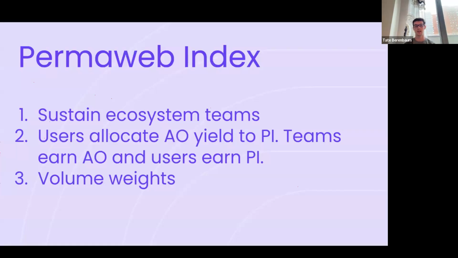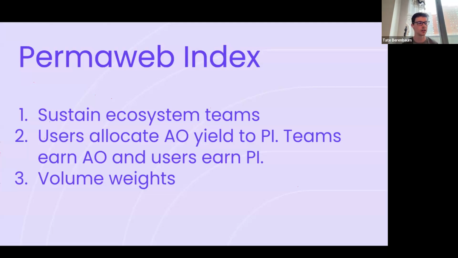A third component that is worth noting is the PermWeb index. So the interesting mechanism designed for the PermWeb index, the goal is to help ecosystem teams, people that are building on AO, sustain themselves. How does it go about doing that? It essentially enables people, if you're earning AO yield, either by holding Arweave tokens or by having assets deposited into the pre-bridge, you're essentially able to redirect that AO yield that you would be earning into the PermWeb index. And in exchange for doing that, you earn Pi tokens, and the teams that are participating in the PermWeb index earn AO tokens.